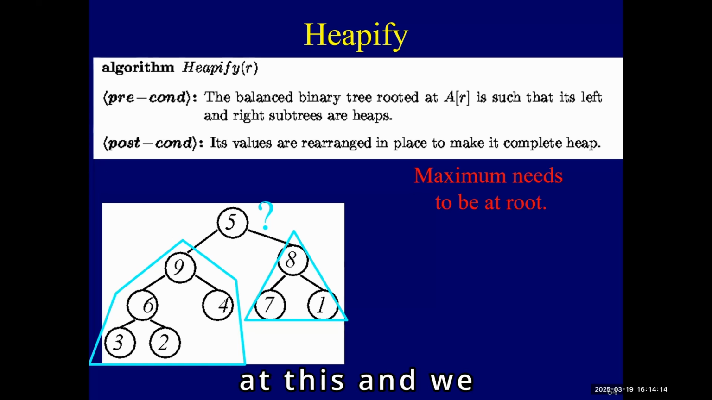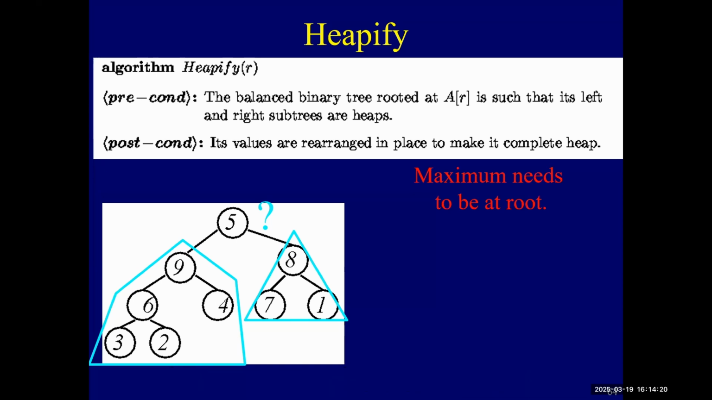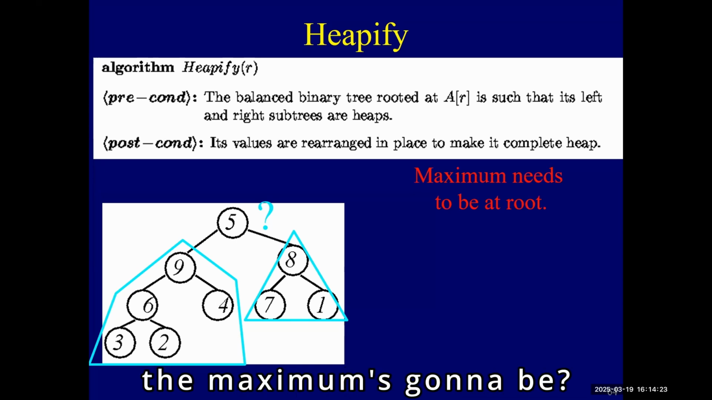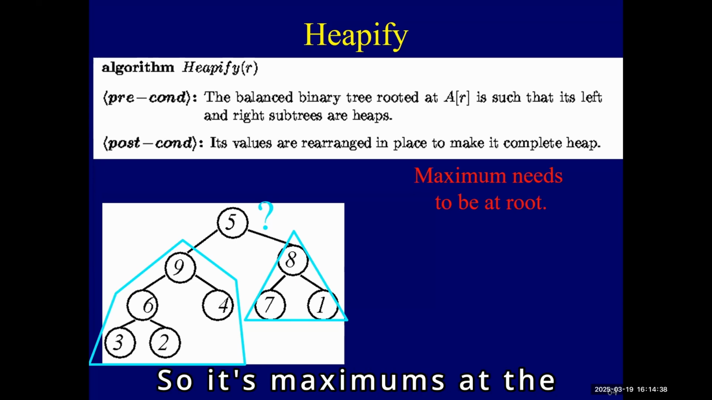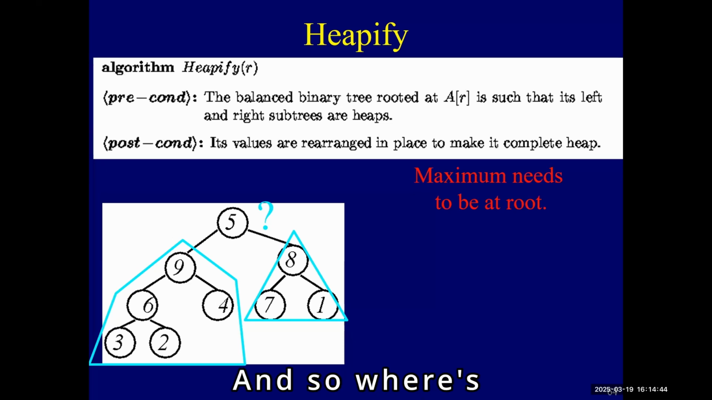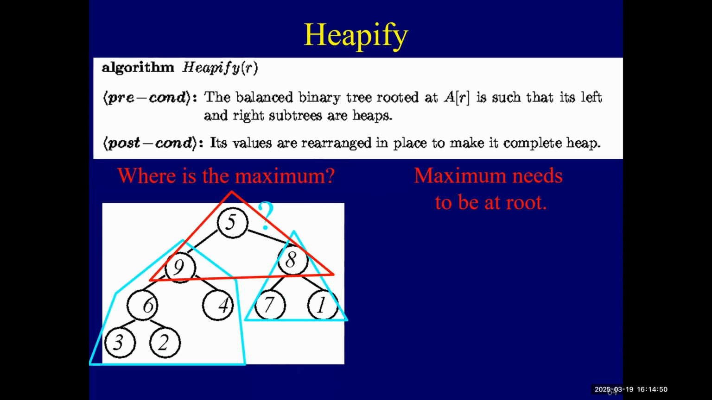All right, so we look at this and we say, it's not a heap. One thing about heaps is the maximum has to be at the root. Now, anybody know where the maximum's going to be? Exactly. It's just like when we did merge sort. The left isn't sorted, but we know it's a heap, so its maximum's at the top. And the right one, its maximum's at the top. And so where's the maximum? It's going to be one of these 3. And so what are we going to do? We're going to look at those 3 and figure out which one's the maximum.